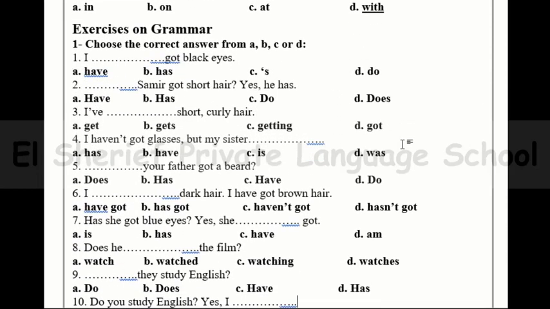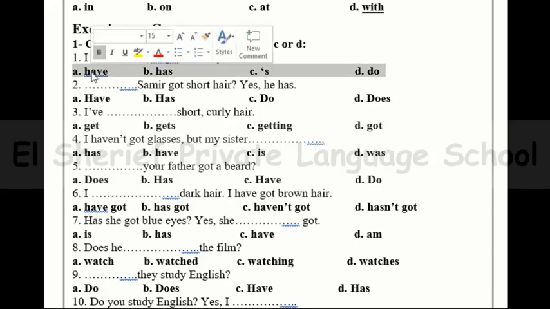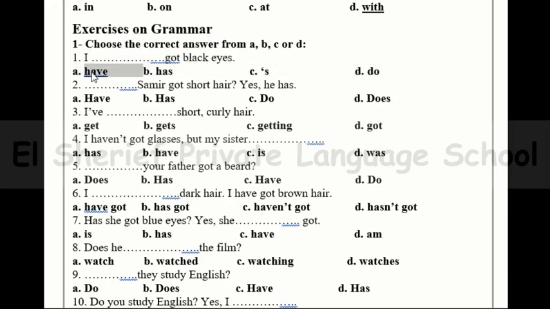Number 1, choose the correct answer from A, B, C, or D. Number 1, I got black eyes. So I am going to take, yes, I have got black eyes. Sorry, I have got black eyes. Now let's move to number 2.